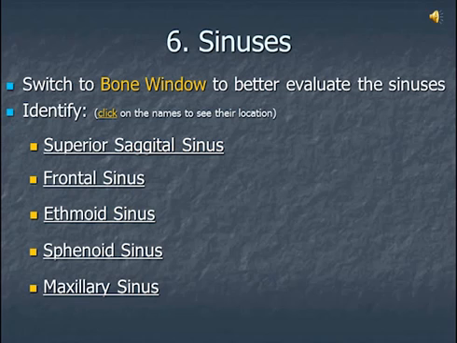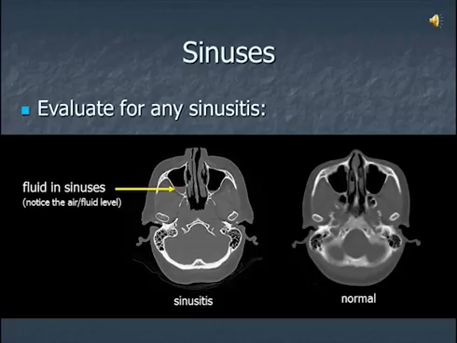Now we switch to the bone windows and have a look at the sinuses. Click their names to see the location of the major sinuses. Look for evidence of sinusitis by examining for any air-fluid levels in the sinuses. Also, don't forget to evaluate for mucosal thickening, blood in the sinuses, especially with a history of trauma, and any polyps or mucus retention cysts.